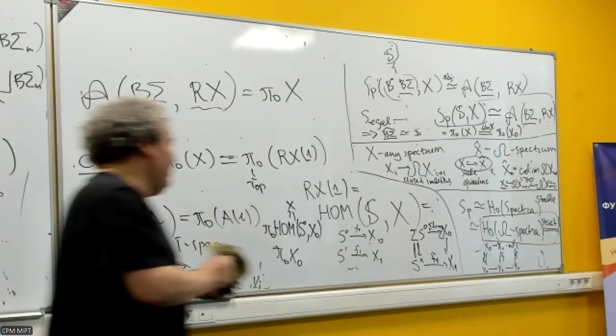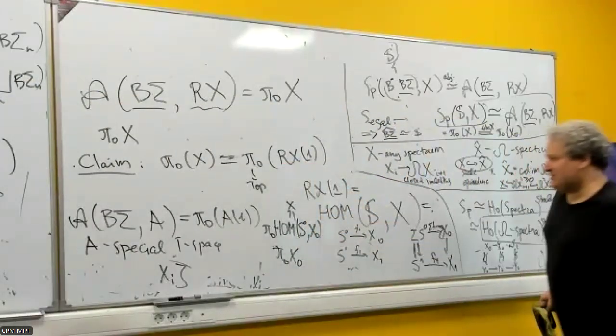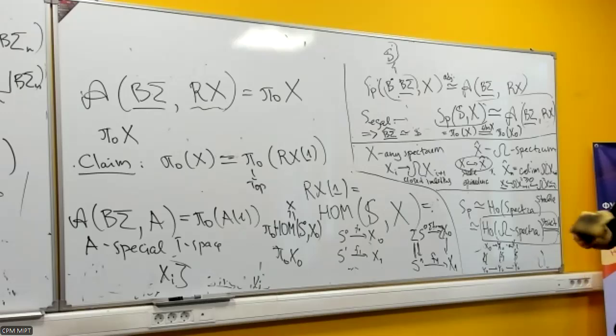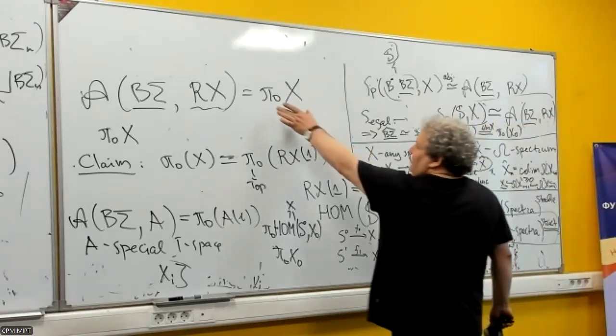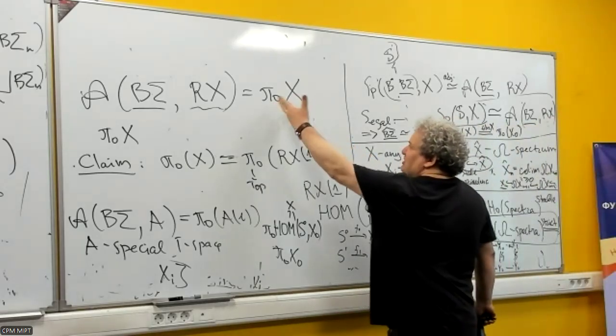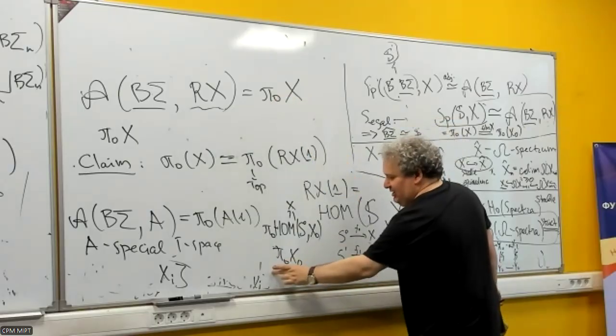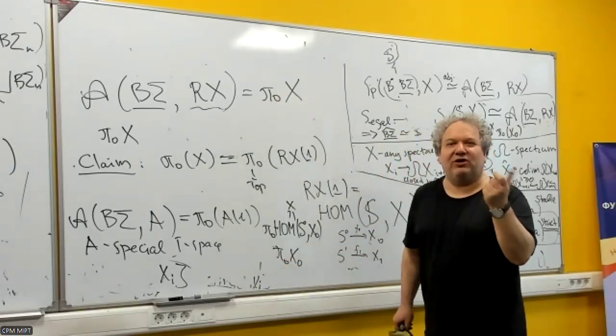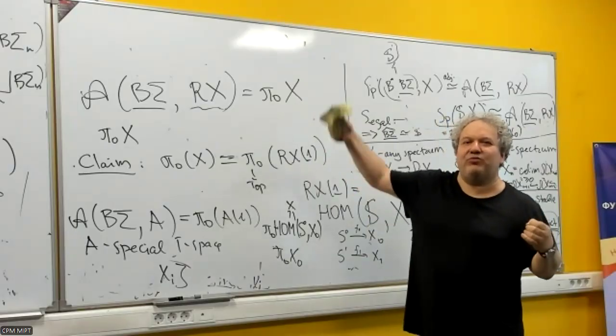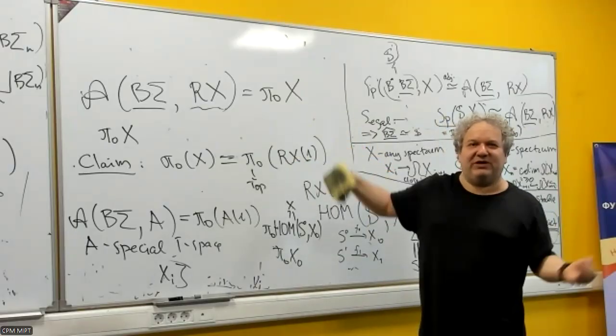If I write down what I have on this right-hand side, pi 0 of x0, I should compare it with pi 0 of x, which is the stable homotopy group. And here is pi 0 of single x0. And here I make use that I deal with an omega spectrum, because for omega spectra it is the same.